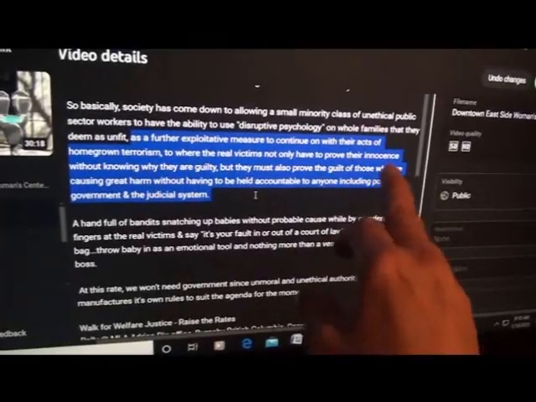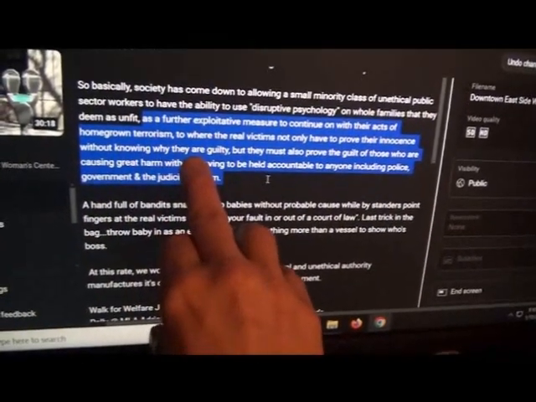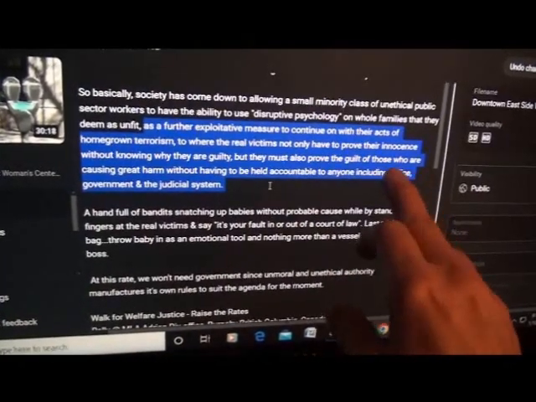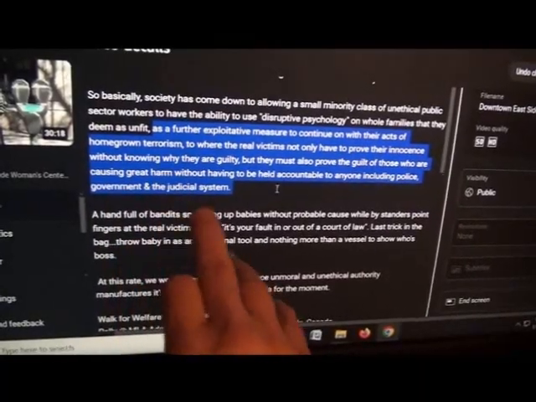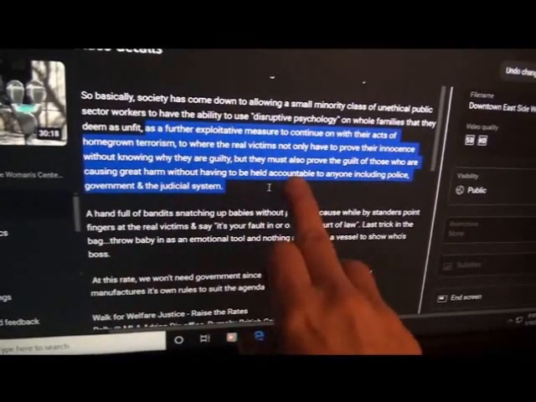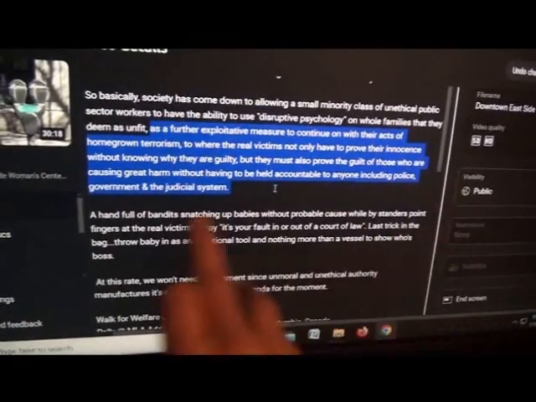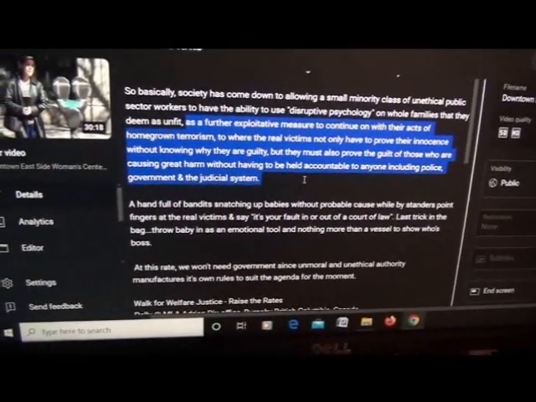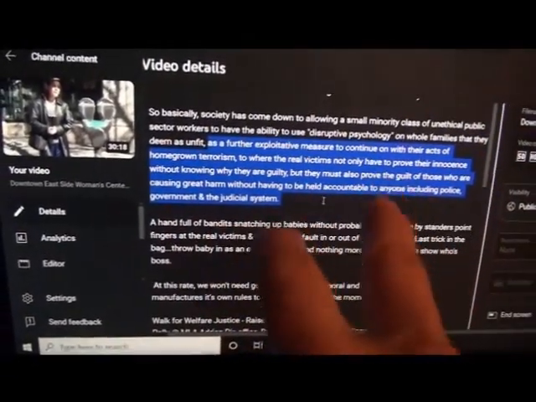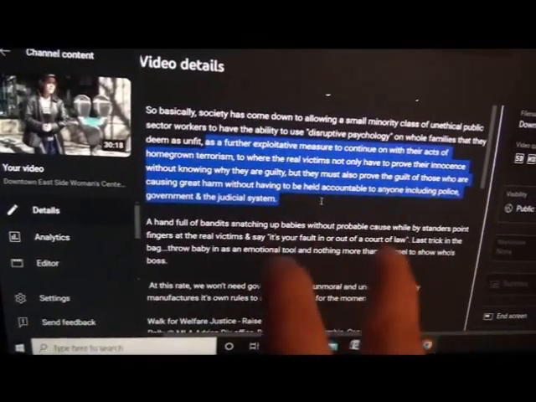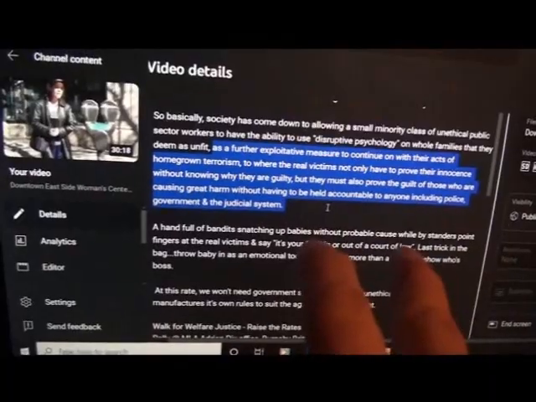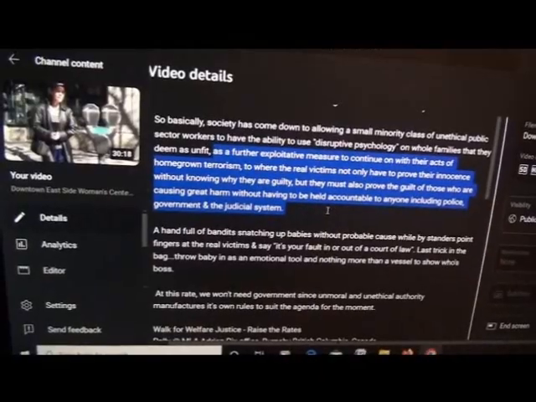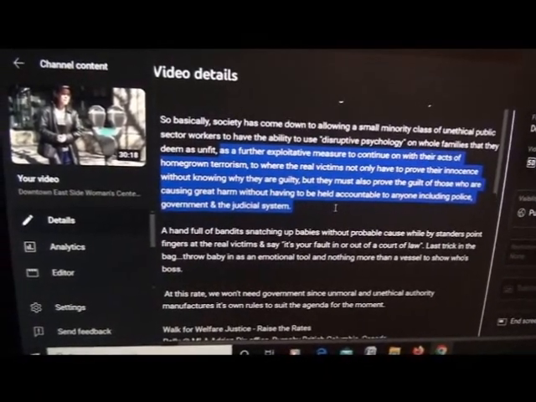not only have to prove their innocence without knowing why they are guilty, but they must also prove the guilt of those who are causing great harm without having to be held accountable to anyone, including police, government, and the judicial system. And here comes in the legislation, the forked tongue. Do as I say, but not as I do. They write the legislation dealing with these kind of situations where it appears to be balanced because it's related to justice, right?